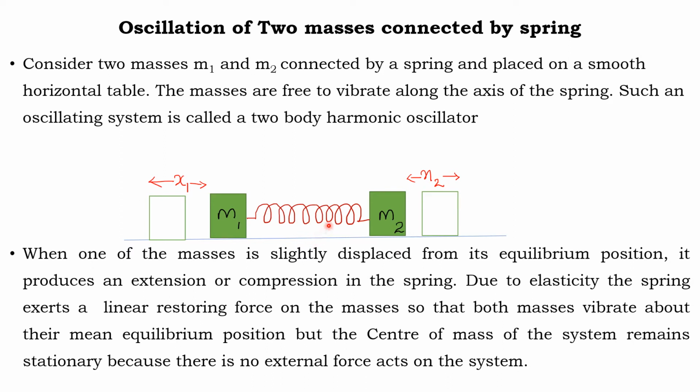Suppose in the case of a two-body harmonic oscillator, one of the masses is slightly displaced from its equilibrium position. Then the spring gets compressed or extended, and because of the force of elasticity, the spring exerts a linear restoring force on the masses. Hence, both of the masses vibrate about their equilibrium position. But here, the center of mass of the system remains stationary because no external force acts on the system.